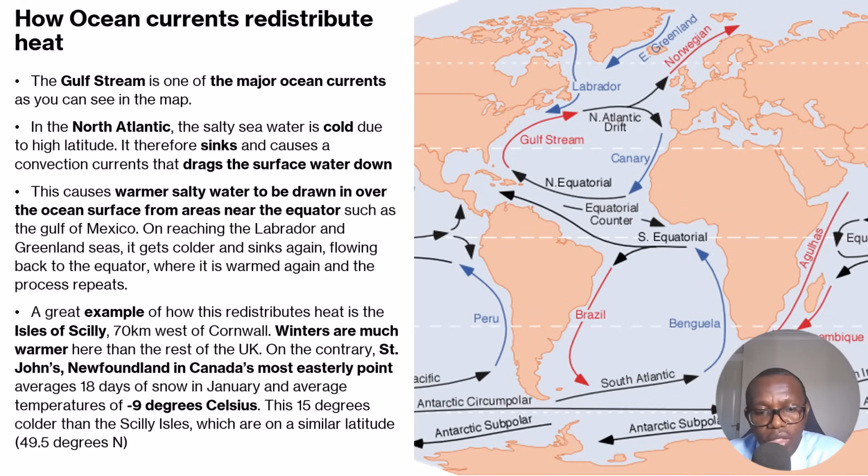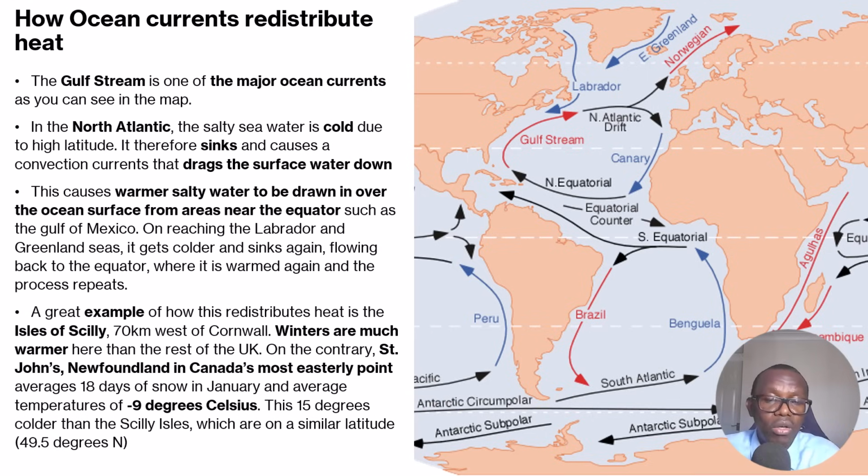Now, as this happens, it's going to create convection currents, and those convection currents are then going to begin to drag the surface water down to the bottom of the ocean as well. Now, if the surface water in the North Atlantic is being drawn down, then it means that water has to fill that space from a different region. So that water will come in from areas that are closer to the equator. And one such area is the Gulf of Mexico. So the water will be drawn over the surface towards the North Atlantic from the Gulf of Mexico.